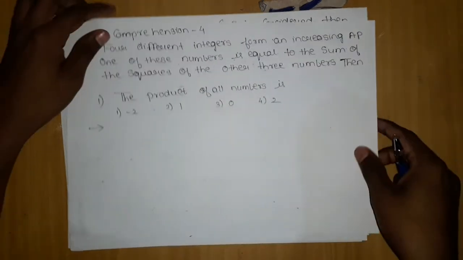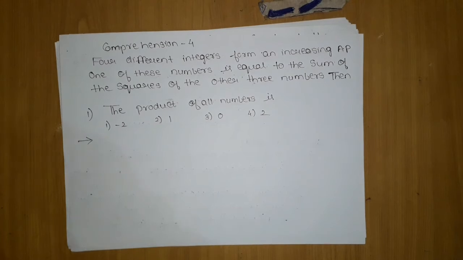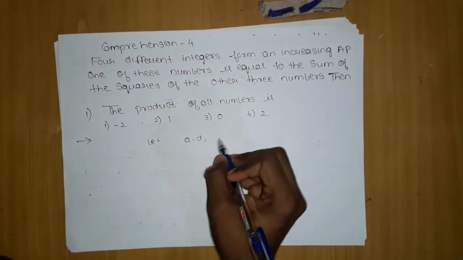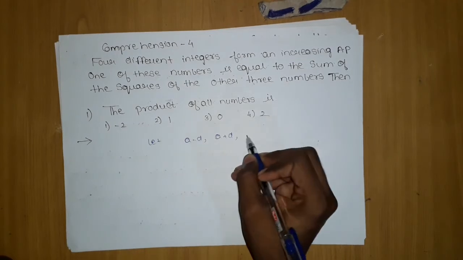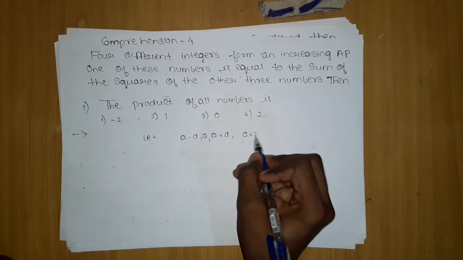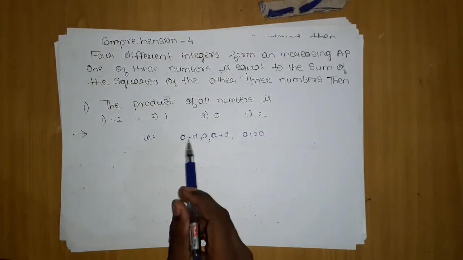The fourth comprehension is as follows. Four different integers form an increasing AP. One of these numbers is equal to the sum of the squares of the other three numbers. Then find the product of all numbers. So here, let the four numbers which are in AP be a minus 3d, a minus d, a plus d, and a plus 3d. You can take any number of terms, but the purpose of taking these is that terms will cancel out.